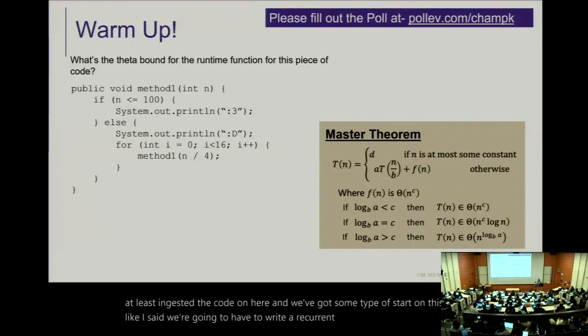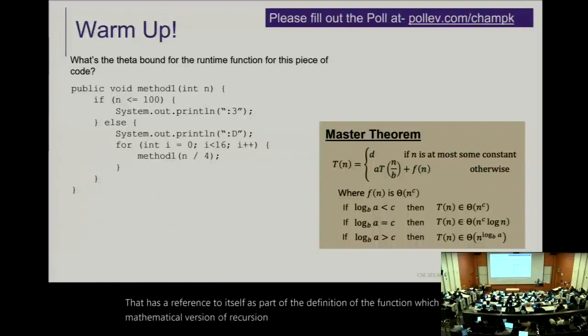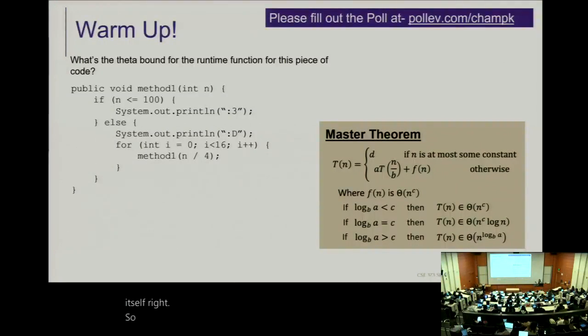A recurrence is that mathematical way to represent a function that has a reference to itself as part of the definition of the function, which is the mathematical version of recursion, where recursion is a method that calls itself, right? So let's start by writing our recurrence. So I always start my recurrences.